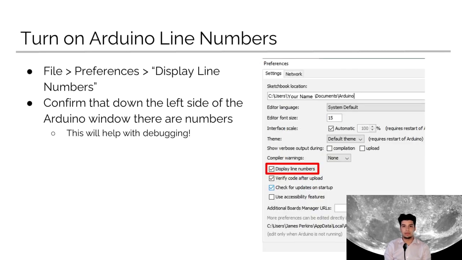Moving on, the next thing you're going to want to do is turn on Arduino line numbers. To do this, navigate to File, then Preferences, then click Display Line Numbers. You can confirm that this was successful by looking at the left side of the Arduino window and making sure there are numbers for every line.